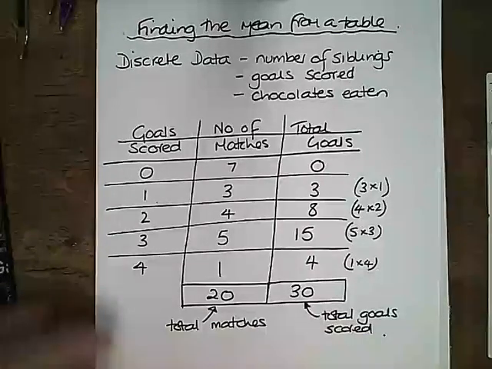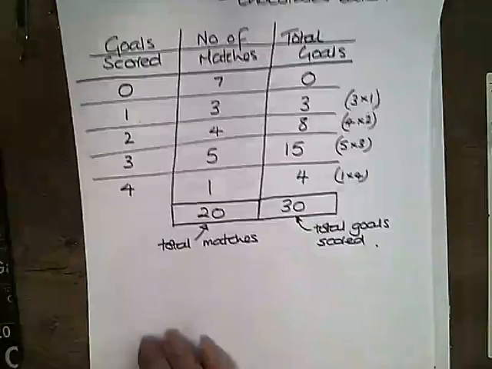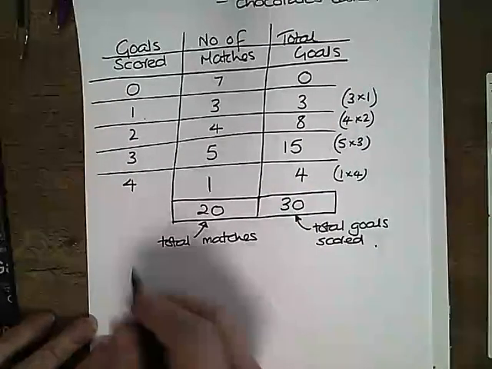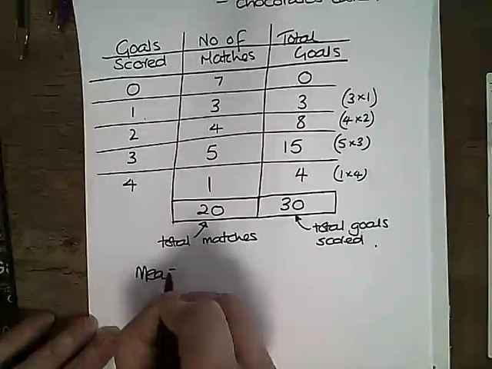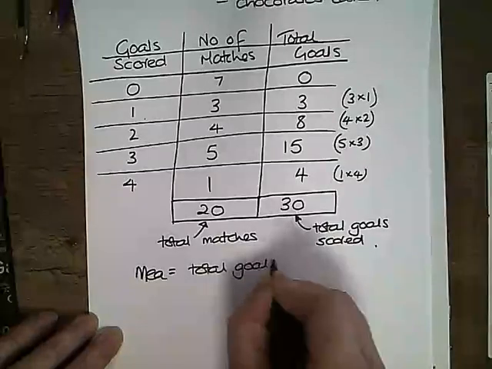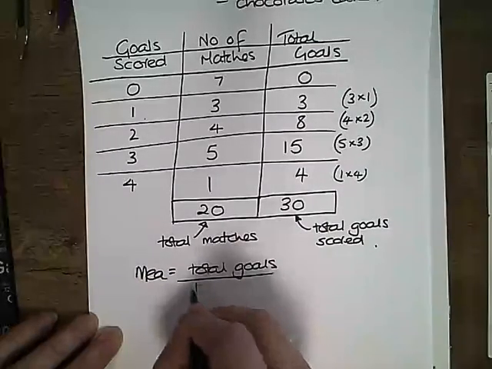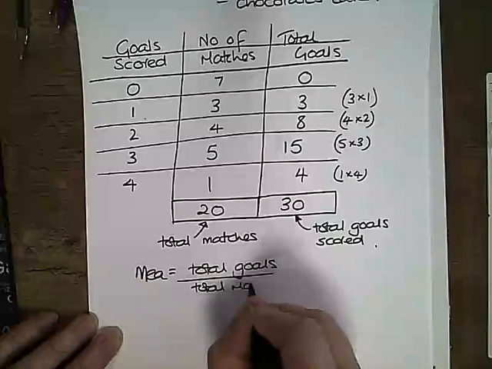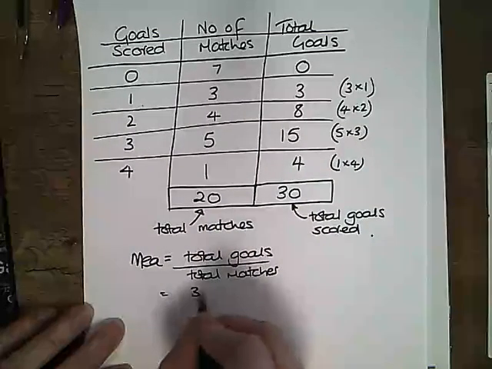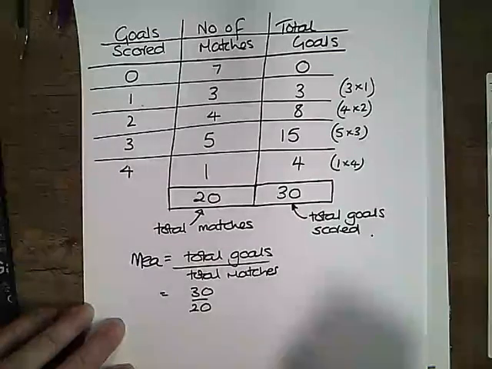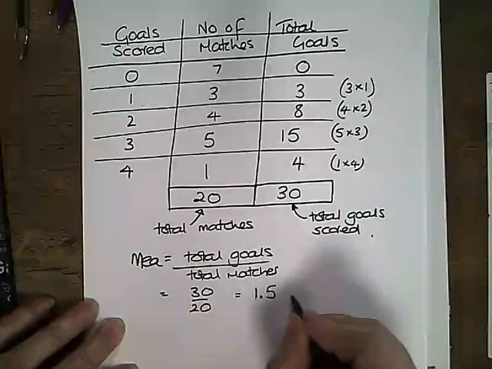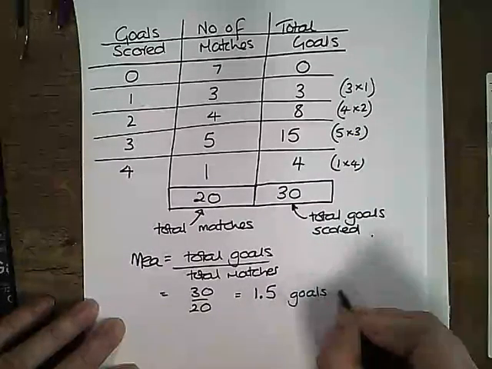In order to find the mean, we're going to divide the total goals scored by the total matches. So the mean is equal to the total goals divided by the total matches, which would be 30 divided by 20. If you do that on your calculator, that comes out to be 1.5 goals per match.